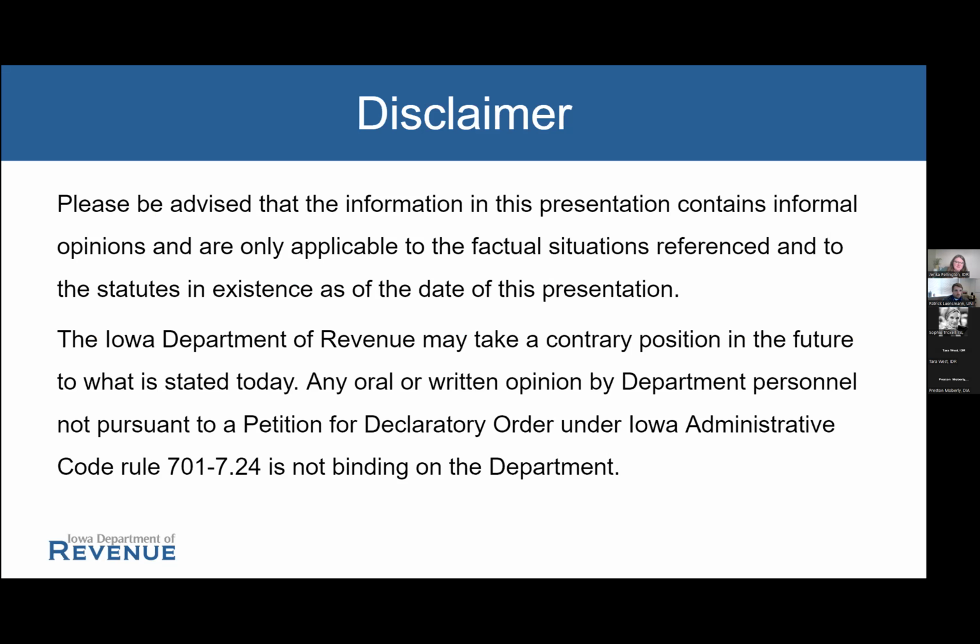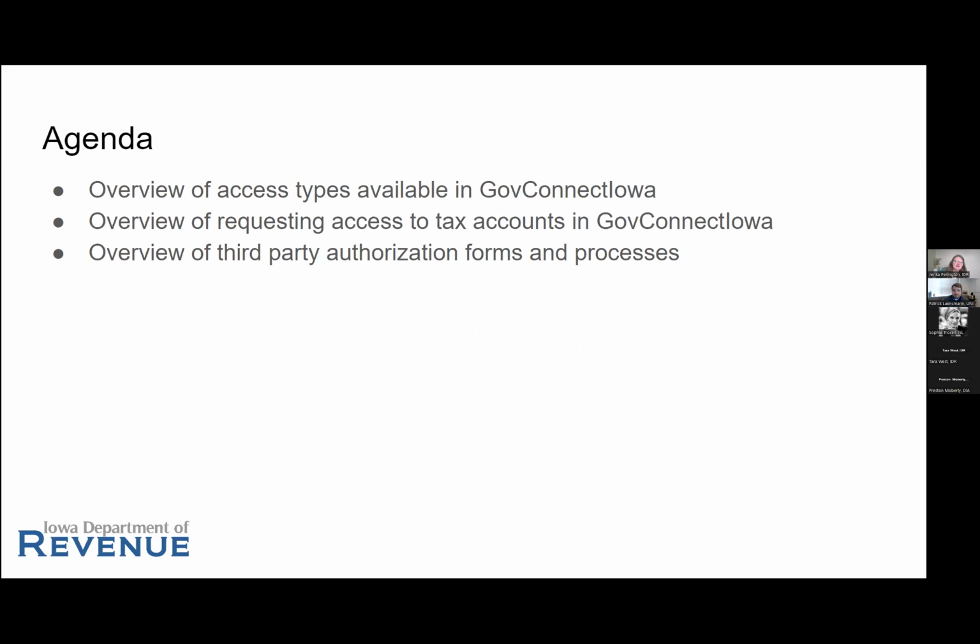Now that that's out of the way, we'll go ahead and cover our agenda. Today we'll talk about the access types available in GovConnectIowa. We will review the steps in creating a logon and requesting access to tax accounts. Then we'll shift gears to talk about other party access and focus on third party authorization. We will have breaks throughout the webinar to take a look at the Q&As and answer them as we go through. So if you have questions, go ahead and put them in that Q&A box.